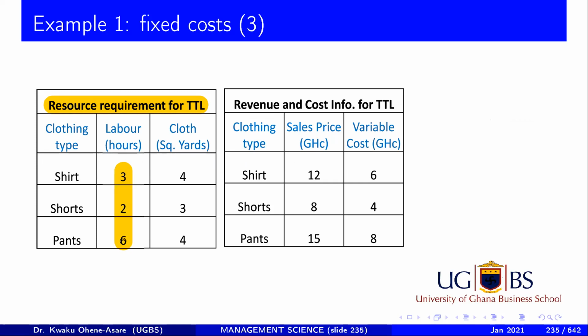But you also need some cloth, square yards of cloth. So you need 4 square yards to produce shirts. You need 3 square yards of cloth to produce shorts, 4 square yards of cloth to produce pants. So you have all of these requirements. So keep it in mind, we are talking about some resource requirements here. Okay, and that is critical.